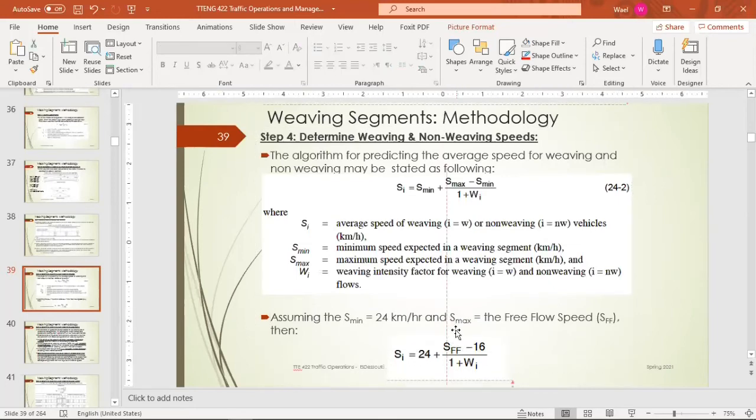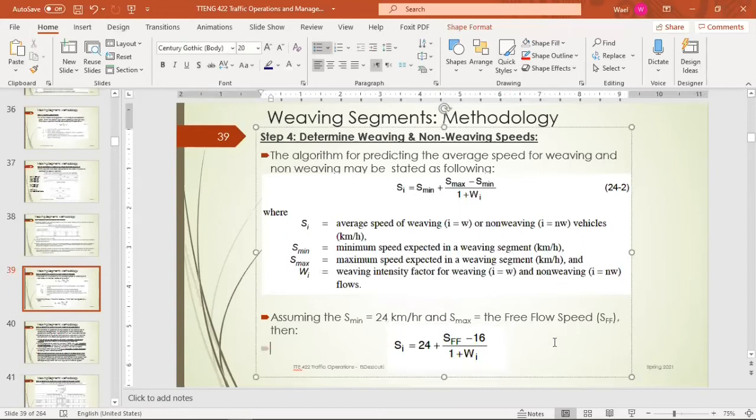Of course, some might ask why we are subtracting 16 here instead of 24. The answer is that this way it's less conservative, and it reflects the situation much better.